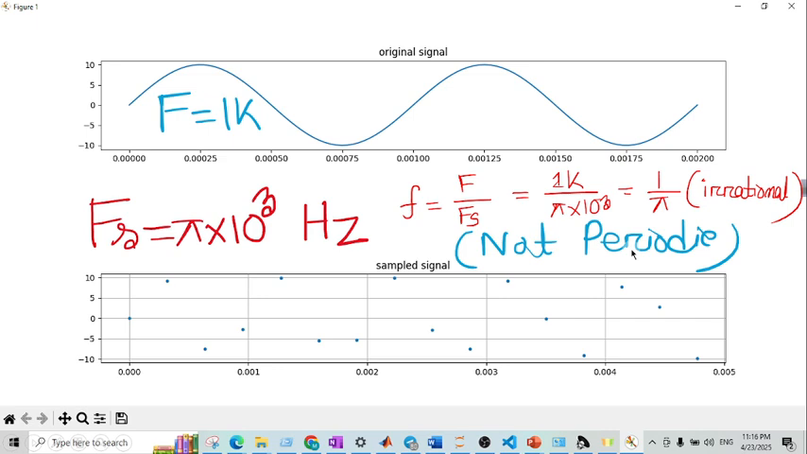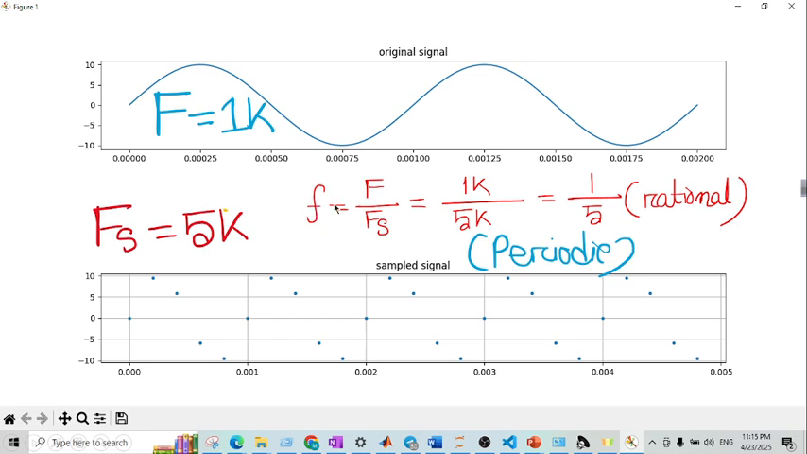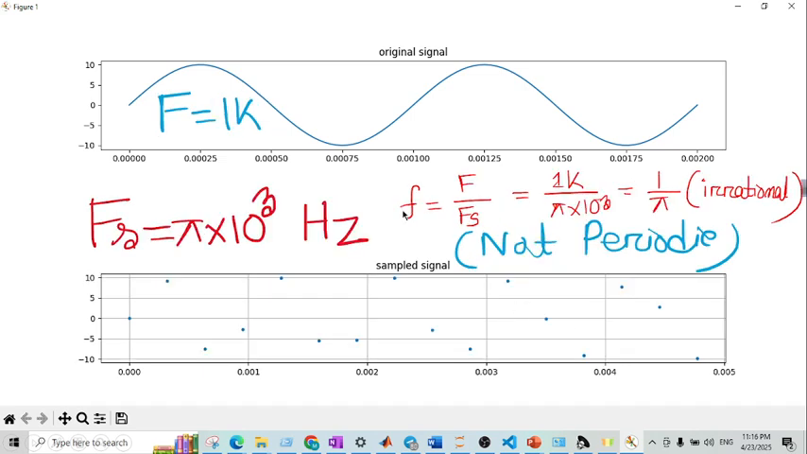So the moral of the story of this video is: if small f is a rational number, the sampled signal is periodic. If small f is an irrational number, our sampled signal is not periodic, though our original signal is periodic. Thank you.